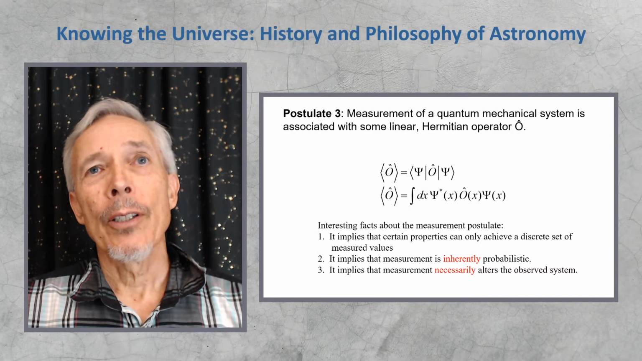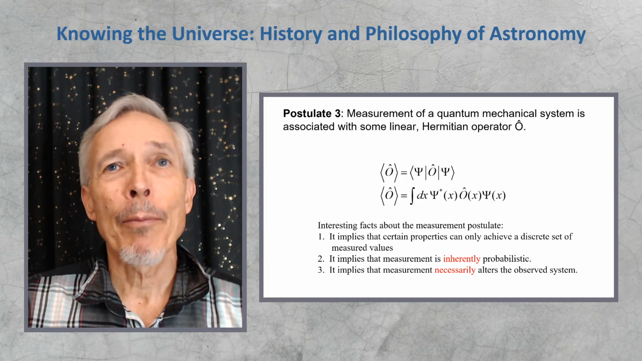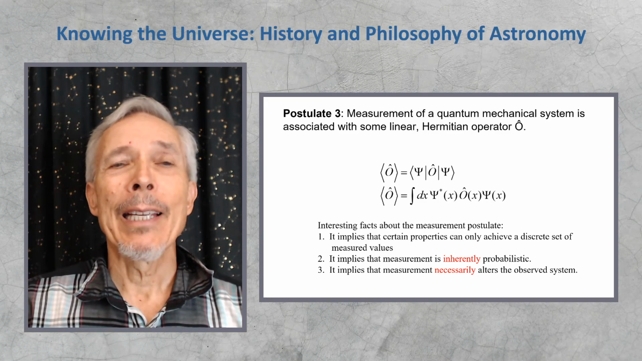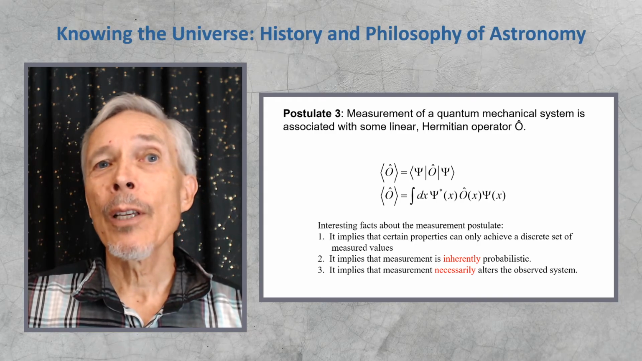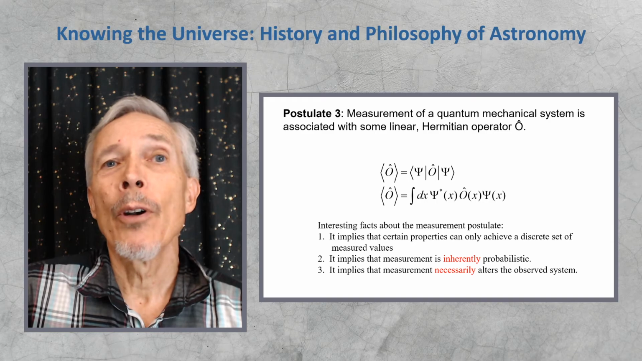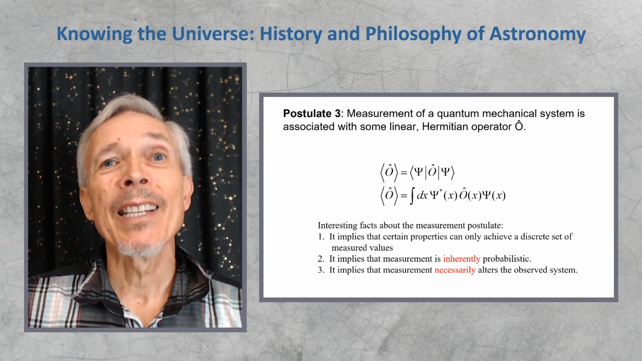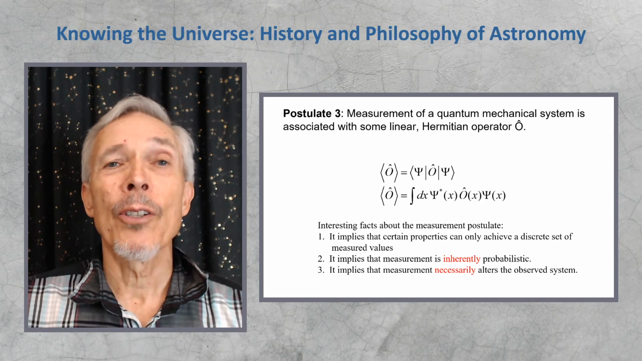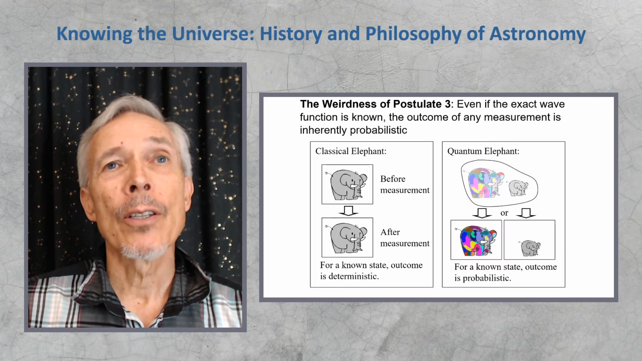The third postulate is that the measurement of a quantum mechanical system is associated with a mathematical operator called a Hermitian. Without worrying about the math, the interesting facts about this postulate are that certain properties can only achieve a certain discrete set of measured values, not an infinite number of measured values. This operator implies that measurement is inherently probabilistic, and that measurement necessarily alters the observed system. These are unavoidable features of the theory and the equations.